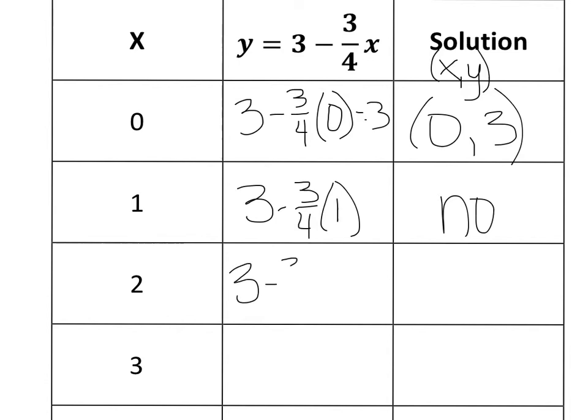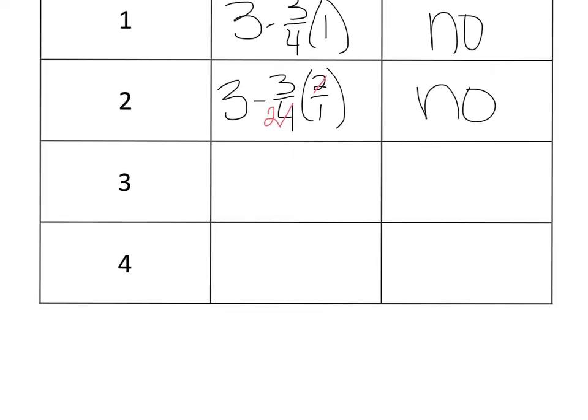If I have 3 minus 3/4 times, and I'm going to start writing my 2 over 1. Okay, well, if I look here, 3/4 times 2, I can divide out a 2. Now I have 3 minus 3/2. Is that going to give me a whole number? Nope. So it is not a whole number solution. Okay, we've got 2 more to plug in. When I plug in 3, I have 3 minus 3/4 times 3. Okay, this time I have nothing I can divide out. 3/4 times 3 over 1 will give me 9/4. Is 3 minus 9/4 going to give me a whole number? Nope. All right, and last one.